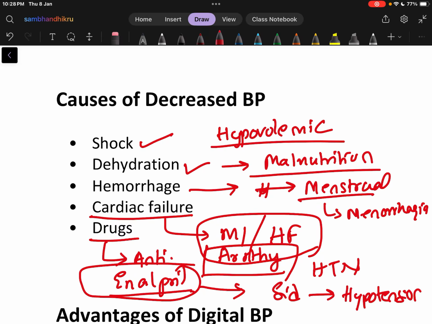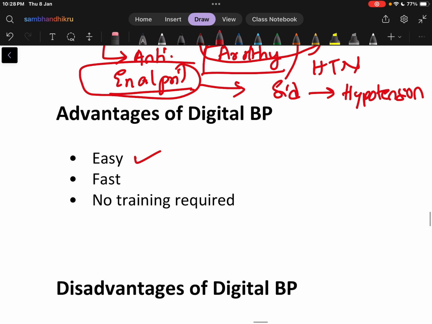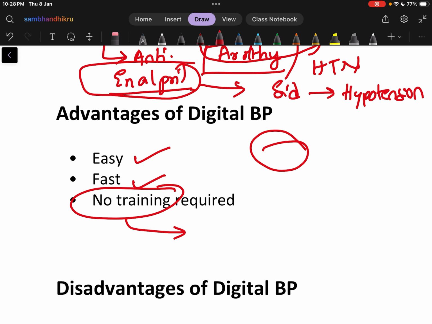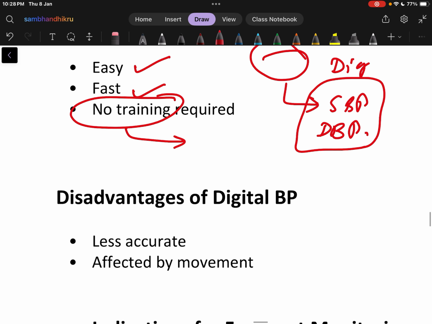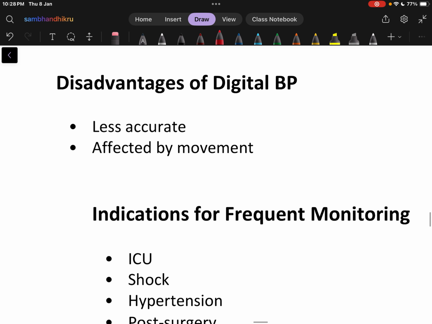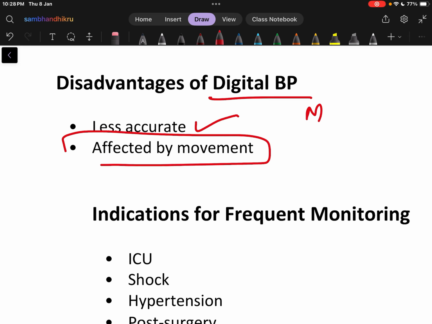Clear? Okay. Advantages of the digital BP: it is very easy and fast to assess, and there is no need of training for the digital BP assessment. Once they wrap the cuff, that's it, the digital BP itself will give you the systolic blood pressure and diastolic blood pressure. No need of special training or skills. For the mercury, it needs more training. So digital BP is not that accurate. Which one is most accurate? Mercury. Digital is also affected by movement.